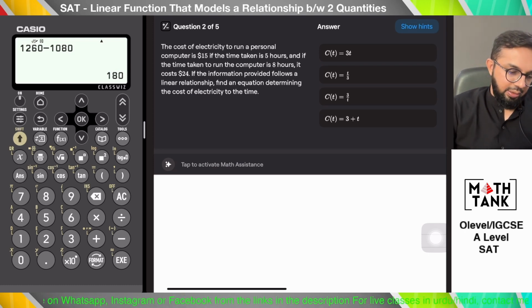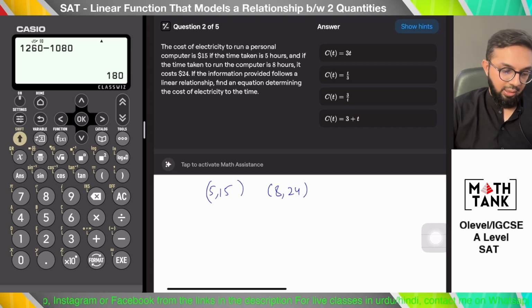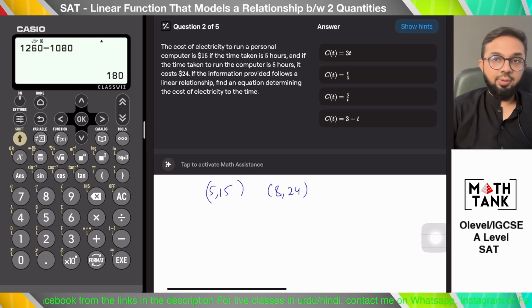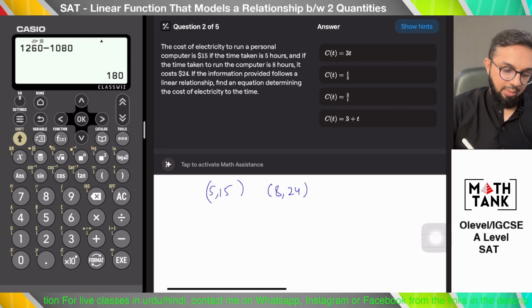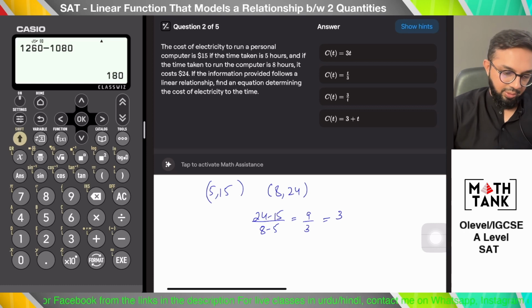Okay, this says the cost of electricity to run a personal computer is $15 if the time taken is 5 hours, and if the time taken to run the computer is 8 hours, it costs $24. If the information provided follows a linear relationship, find an equation determining the cost of electricity to the time. So I can again come up with a gradient. I can say that 24 minus 15 over 8 minus 5, that's 9 over 3, that's 3. So my gradient should be 3, okay?